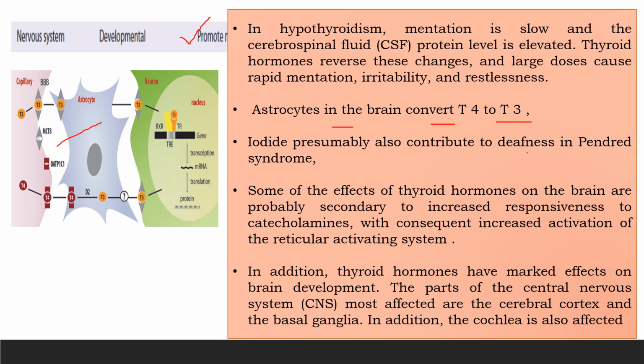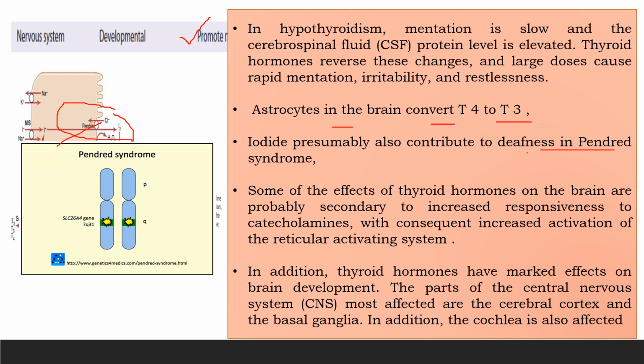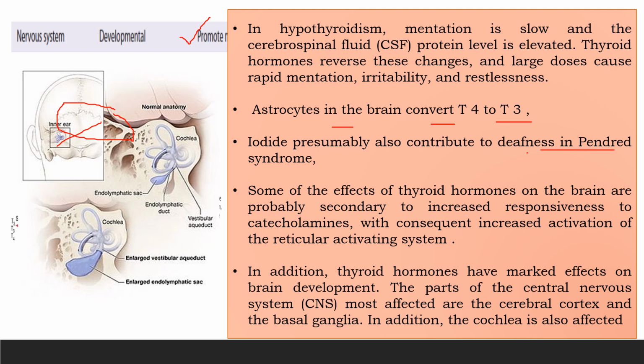Now iodide presumably also contributes to deafness in Pendred syndrome that we have seen during the synthesis. So I think you remember. There is a protein named pendrin. This pendrin protein is helping the iodide to be released into the follicular lumen, and this was the SLC26 anion exchanger protein family. And if the mutation happens in this protein, there will be Pendred syndrome. This Pendred syndrome is characterized by dysfunction of the thyroid hormone synthesis. So there will be goiter. In addition to goiter, there will be deafness due to enlarged vestibular aqueduct, due to enlarged endolymphatic sac. Sometimes the cochlea will also be affected.